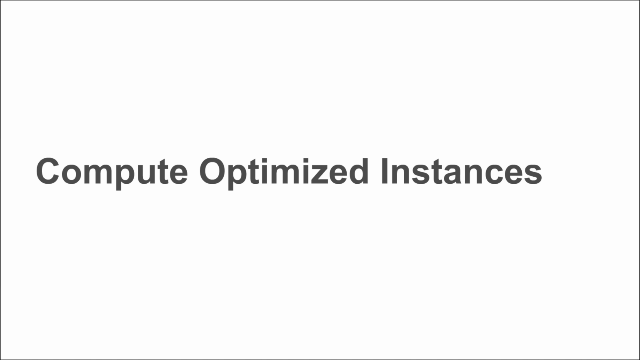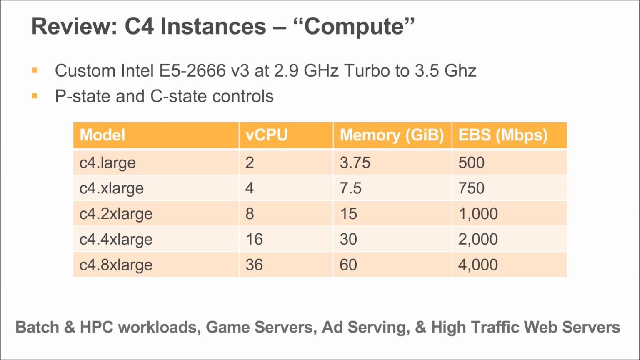Next, let's talk about our compute-optimized instances. For compute-optimized workloads, there's really only one family, and it's the C family. But we have a few generations within that family that customers use. The most recently available compute-optimized instance is our C4 instance.